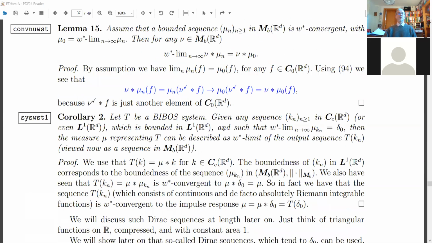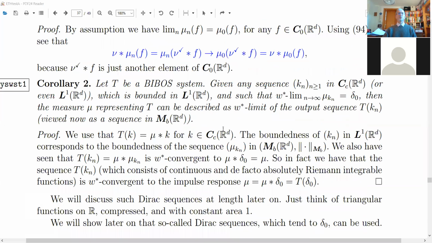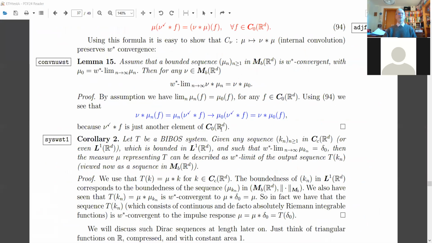Okay, so now let's look at the situation that you encounter in the standard engineering courses. So assume somebody is giving you a BIBO system. And again, later on, we will discuss the case where you have other systems which are not BIBO systems, but for now, somebody is giving you a sequence Kn of nice functions, which are supposed to be weak star convergent to the delta zero. We will see a lot of such things.